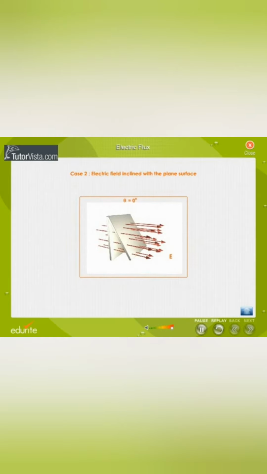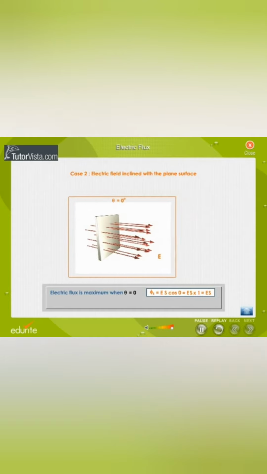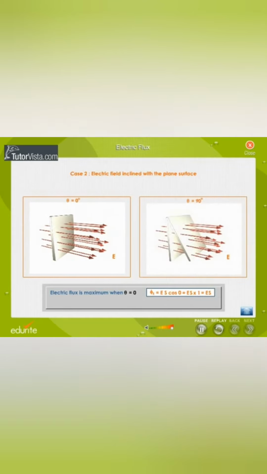Electric flux will be maximum when the surface is normal to the electric field, that is when theta equals 0. Phi E equals ES cos 0 equals ES into 1 equals ES. The flux is 0 when the surface is parallel to the electric field, that is theta equals 90 degrees. Phi E equals ES cos 90 degrees equals ES into 0 equals 0.